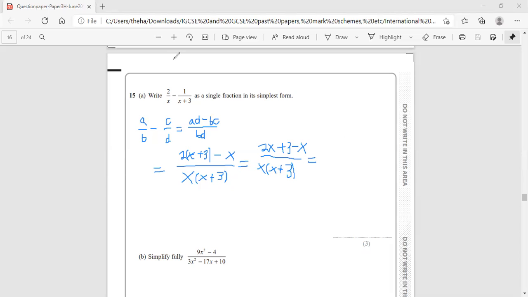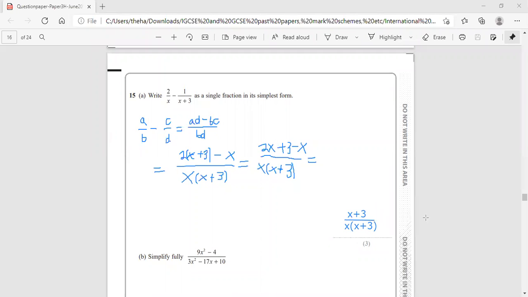So let's just write our answer down here. It's going to be 2x minus x, which is x plus 3, over x bracket x plus 3. And that is our simplest fraction. All right, so let me just put in the fraction bar.